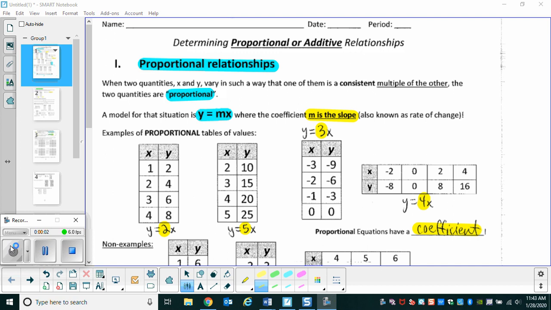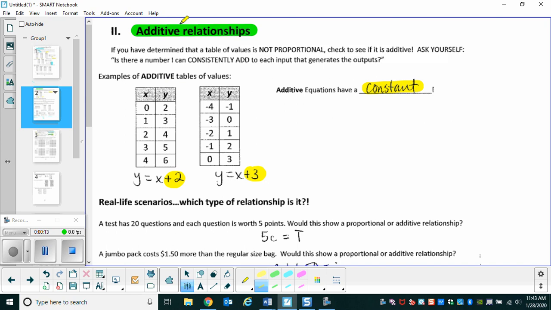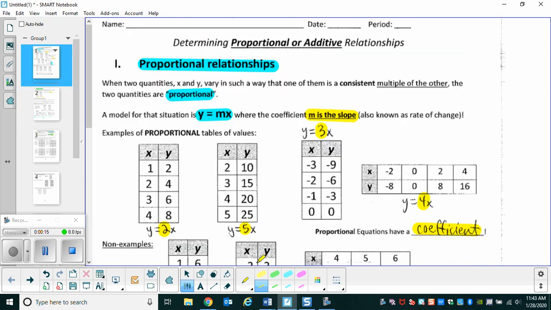So this video is meant to review how to determine whether or not your table of values shows a proportional or an additive relationship. We've got proportional relationships here on page 1, and we're going to explore additive relationships on page 2 in a second. But let's get started here with proportional relationships.